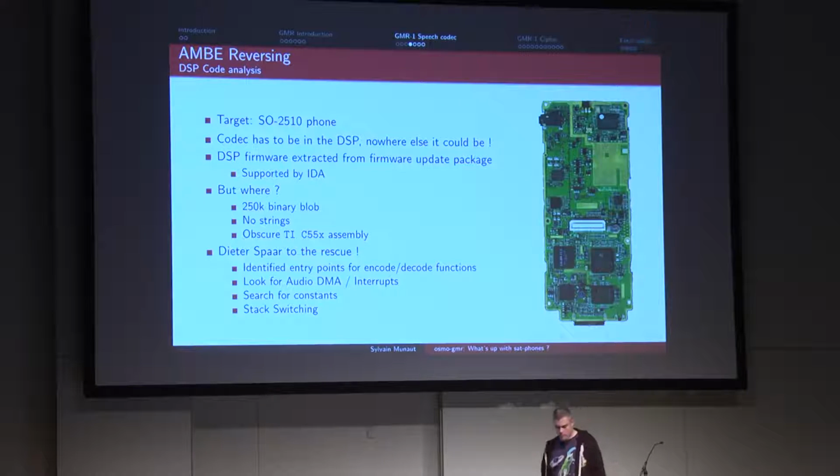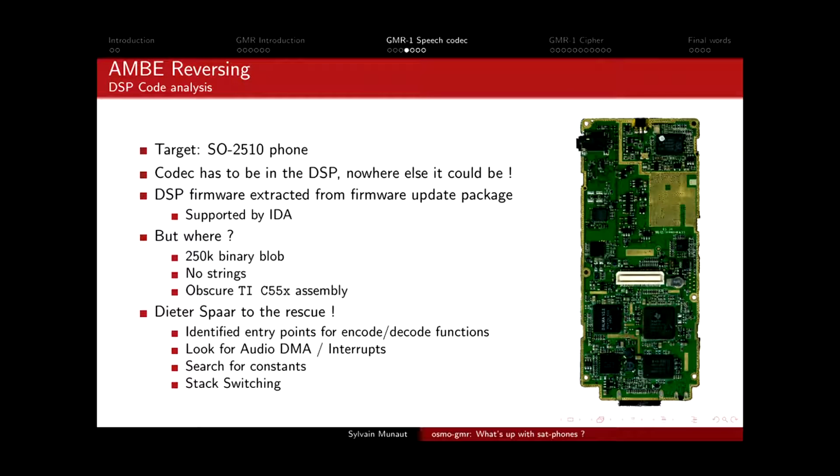So, now that we know more or less how the codec works and what we're looking for, we can start looking at where we are going to find this codec. The phone we looked at is the Turaya SO2510. We looked at it mostly because it was the cheapest phone on eBay, and that also means it's the simplest, which means you have fewer places to look into.